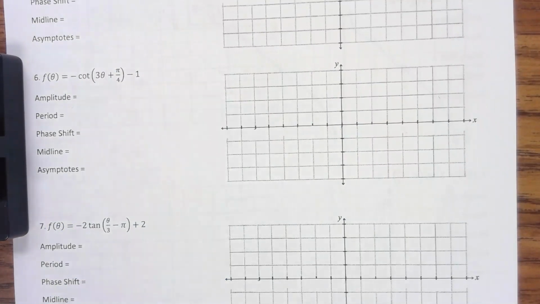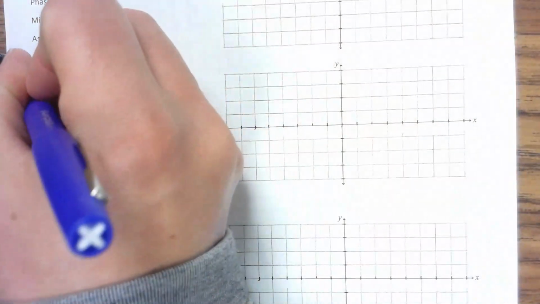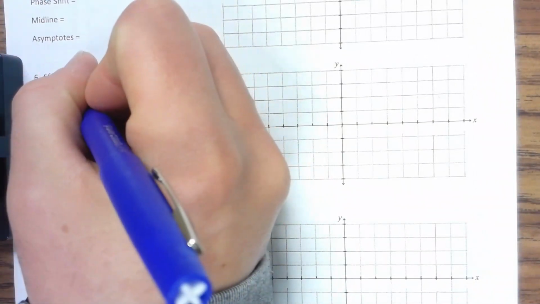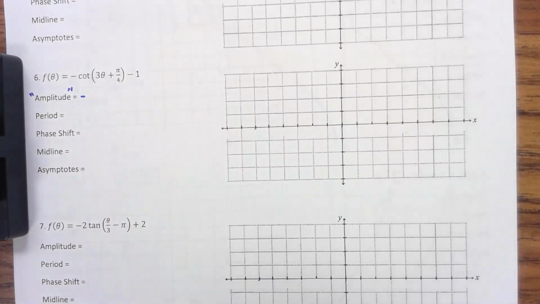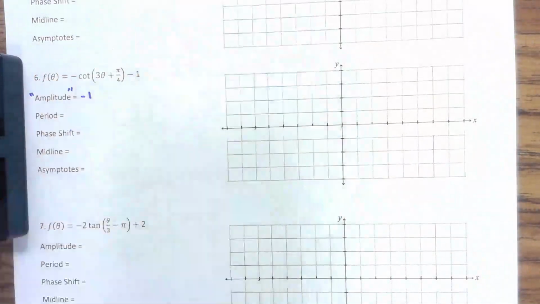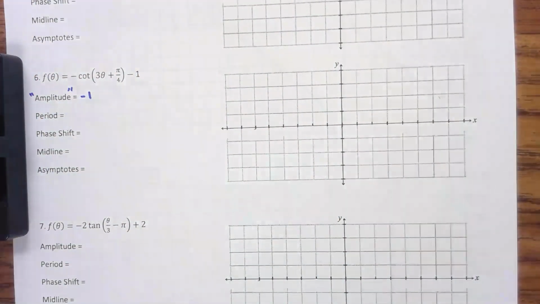Identify some of the key features here. Amplitude, again, it's not the amplitude, but it's going to be, this is why I don't want to call it amplitude. It's -1, and that's why we're going to just put the amplitude in quotation marks, okay? It's not amplitude here. There's no amplitude with tangent and cotangent, so that's more of a typo on my part. Okay, so every time you see amplitude, think of that more as our vertical shift.